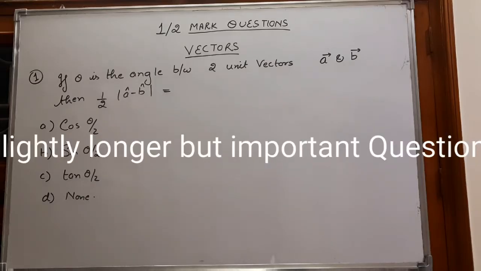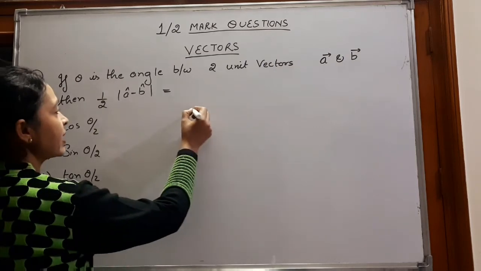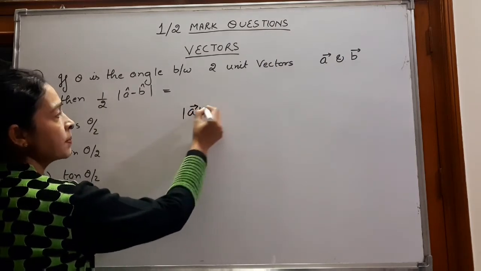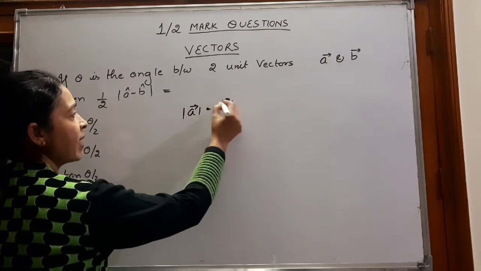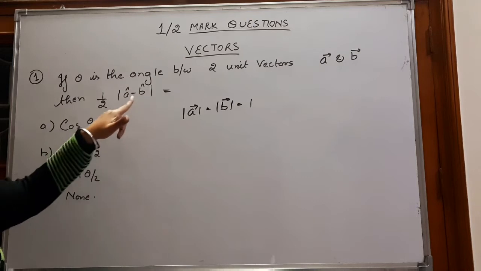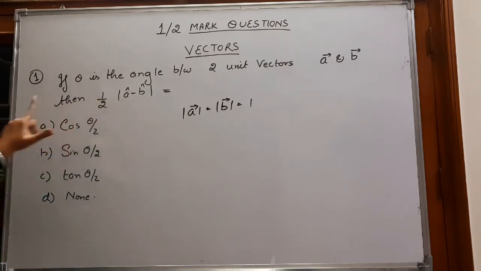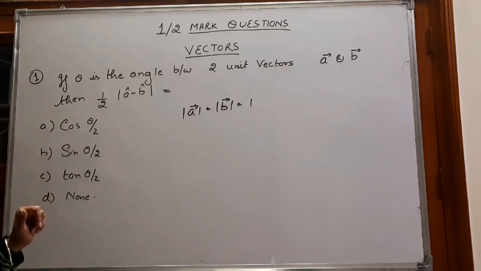Hello students, let's do some very important questions on vectors. If theta is the angle between two unit vectors, vector A and vector B are unit vectors, it means the magnitude of both the vectors is 1. Then 1 by 2 magnitude of unit vector A minus unit vector B is, four options are given: cos theta by 2, sin theta by 2, tan theta by 2, or none.